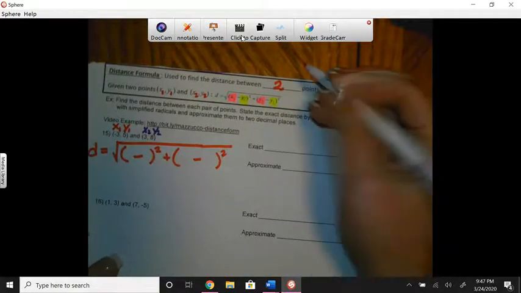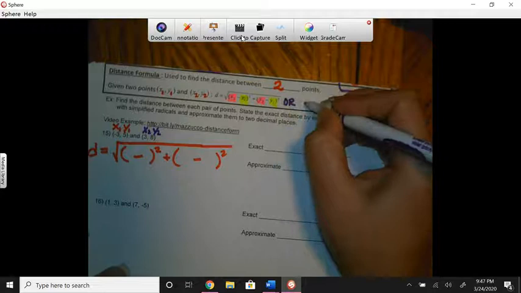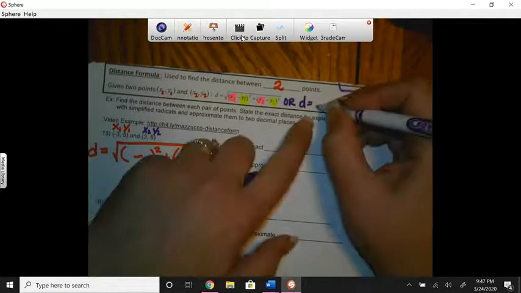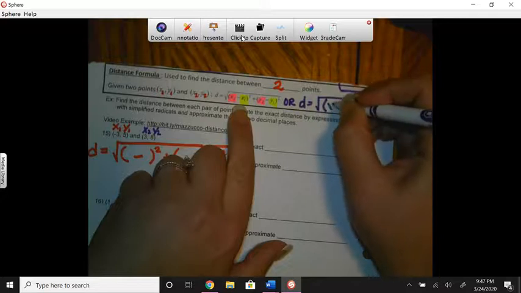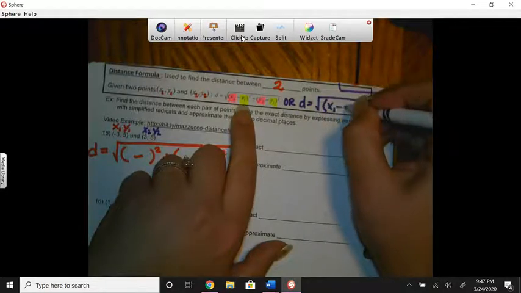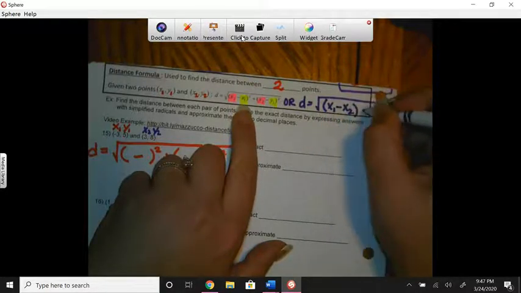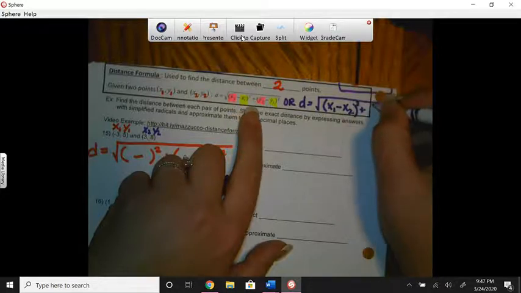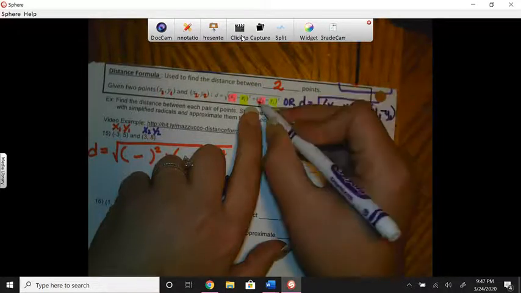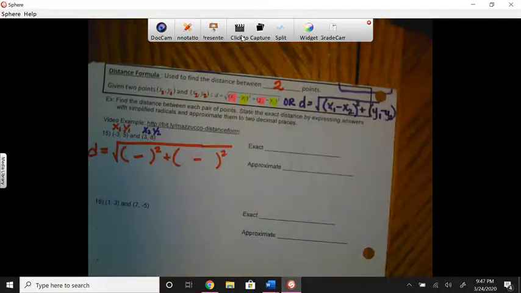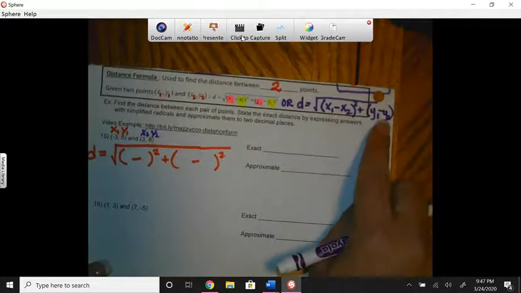Now it really doesn't matter. The formula also works if we switch these. So if we do x sub 1 minus x sub 2, as long as we keep the same order and do y1 minus y2. We can flip these two as long as we flip both of them. So either of these is okay.